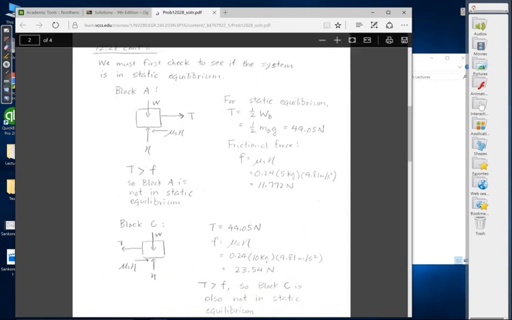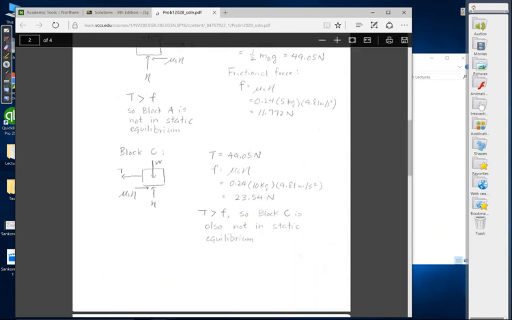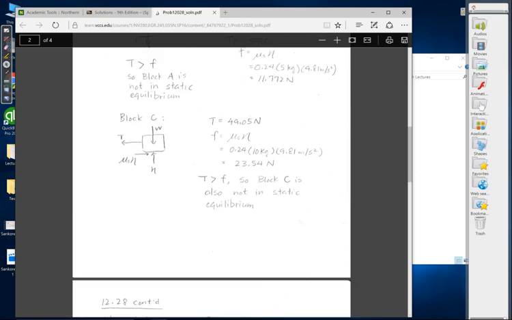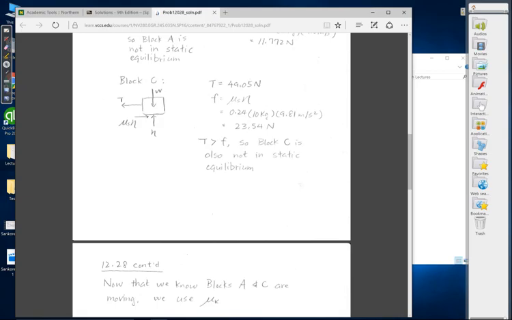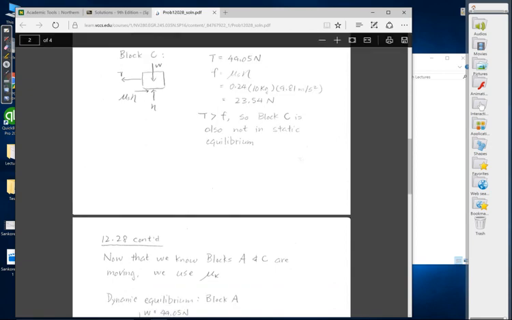Then you do the same thing for B and C. So we do C, essentially the exact same thing. We're going to find that C moves. And once you know that A and C are going to move, do you need to check whether B moves? Of course not. A and C only move because B is pulling them down. So you don't need to check B, but now you could go to the dynamics part of the problem.